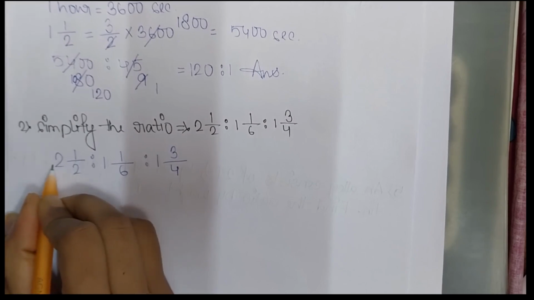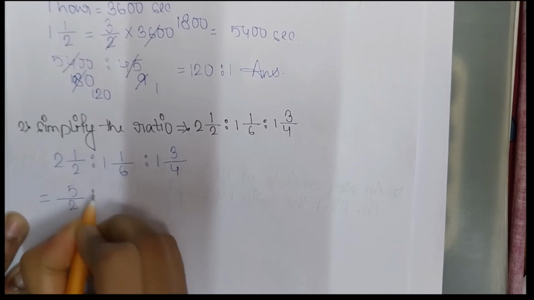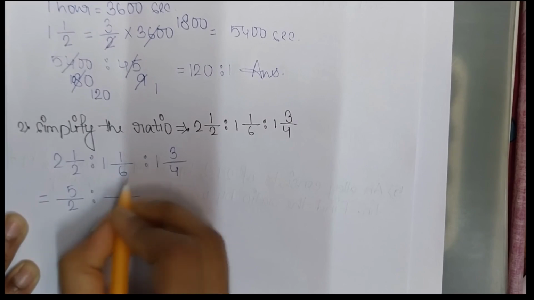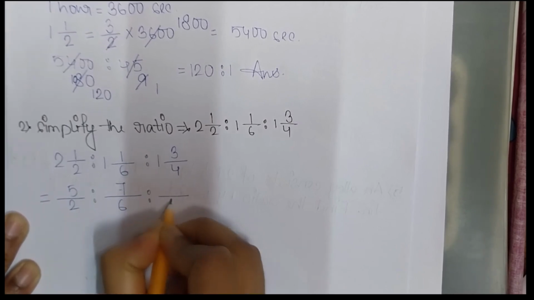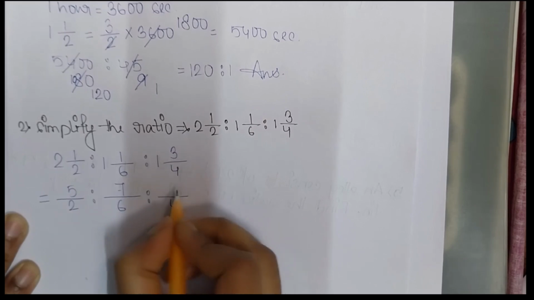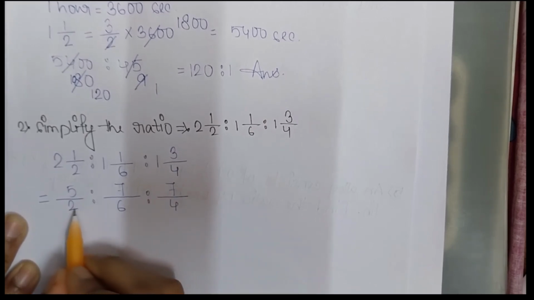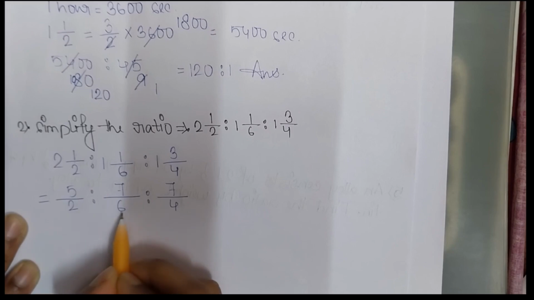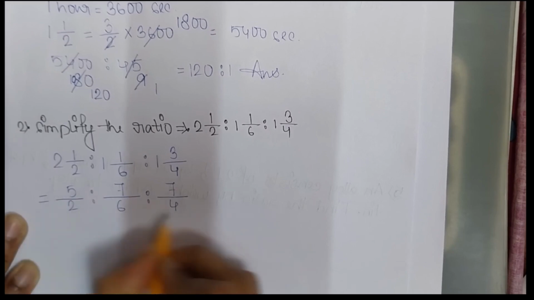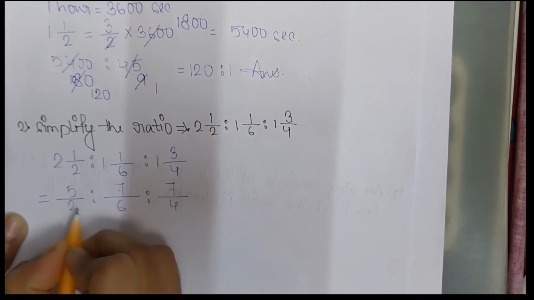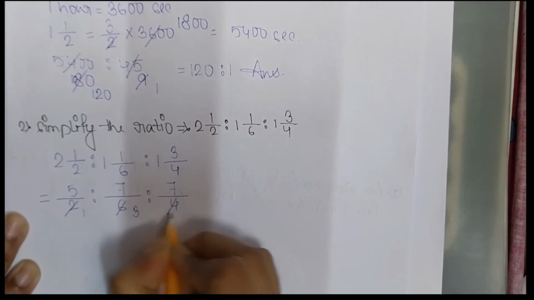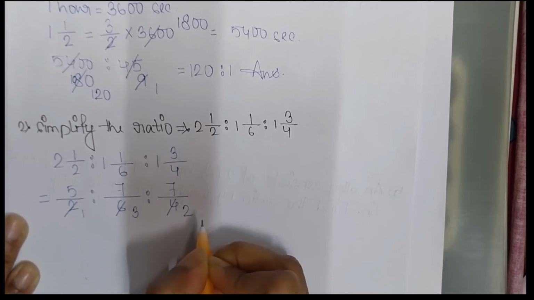2 2s are 4, 4 plus 1, 5. 6 1s are 6, 6 plus 1, 7. 4 ones are 4, 4 plus 3, 7. So in the denominator part of the fraction we have 2, 6, 4. So here we can cut the numbers by the same digit. 2 ones are 2, 2 threes are 6, 2 twos are 4.